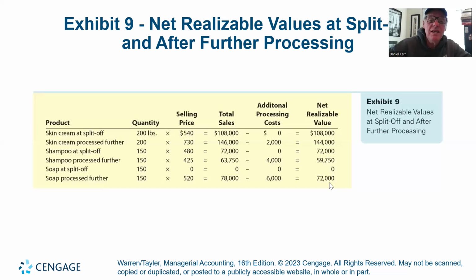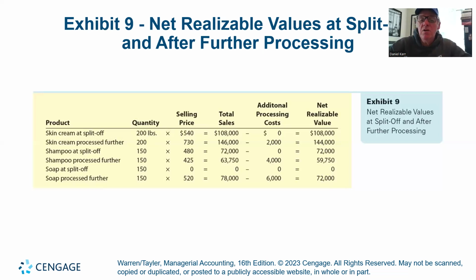So this is how we get net realizable value. We take the selling price times the quantity, that gives us the total sales. Then we factor in the additional processing costs beyond split off. We come up with a value, and we pick the larger of the two for each product.